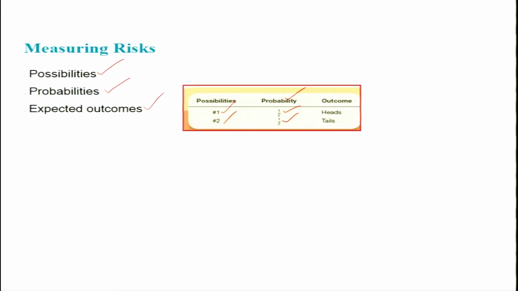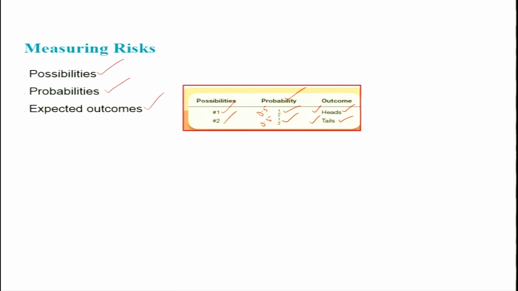Then the outcome: here we know already that one outcome is heads and another outcome is tails. So, coming to the possibilities, there are two possibilities and these are the two probabilities, 0.5 and 0.5. The outcomes are heads and tails. This is a simple example of tossing a coin that we are all familiar with.